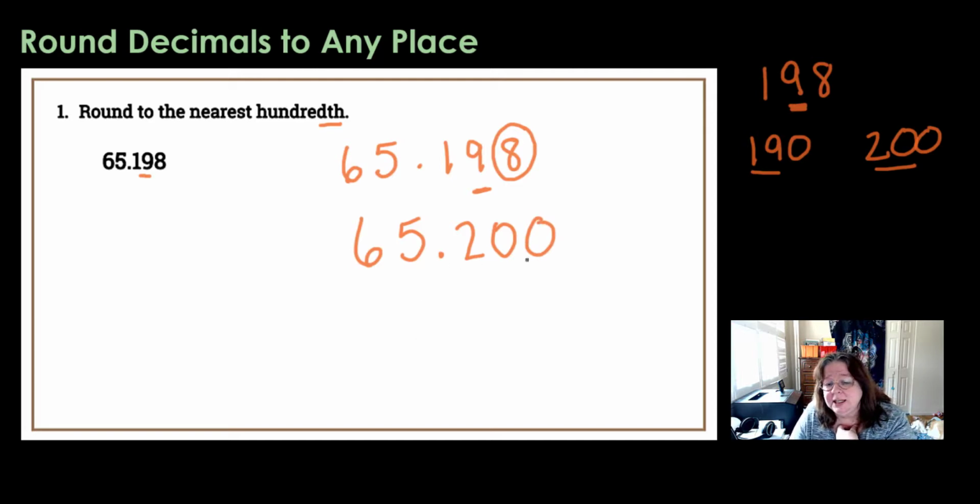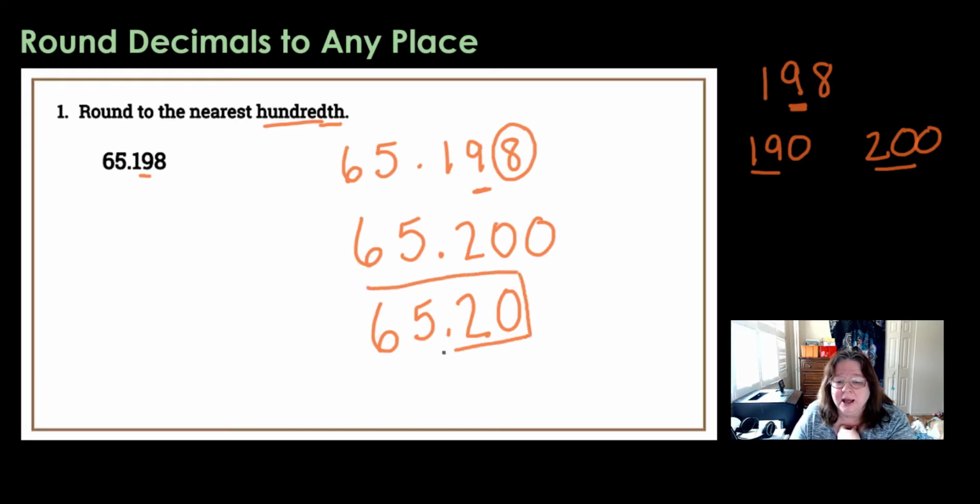If we were rounding whole numbers, we would put a 0 here. Because it's after the decimal point, we don't have to. We can simply write 65.2. Well, it does say hundredth, so let's go ahead and write the 0. So now we have 65 and 20 hundredths. So this is rounded to the nearest hundredths.